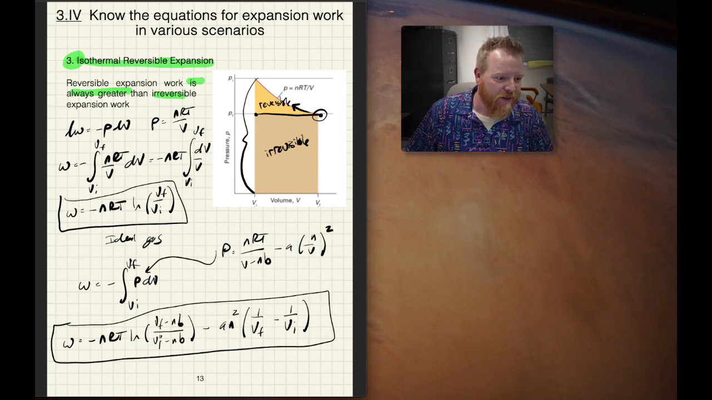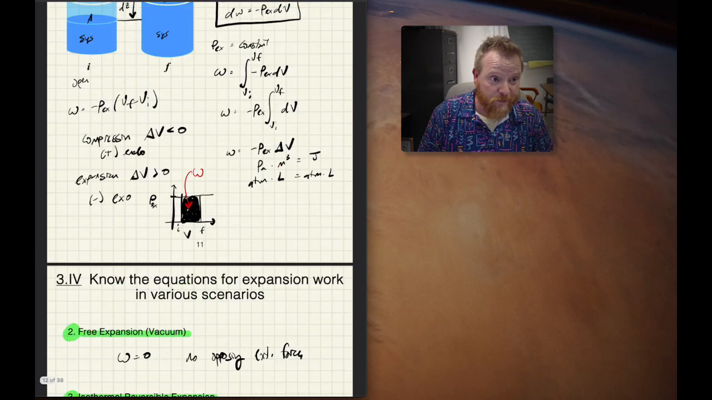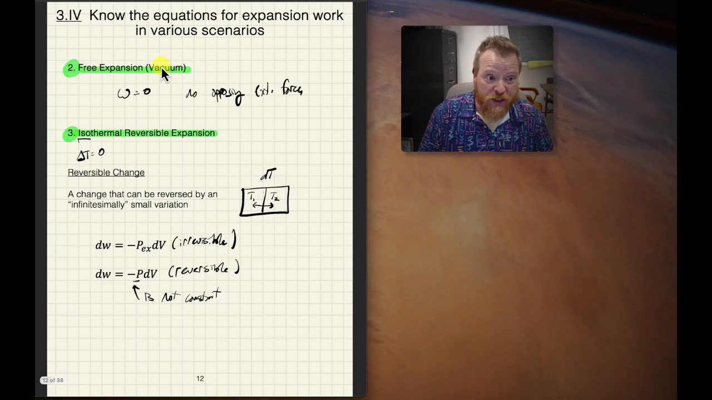Okay, I think, yes, that is it for expansion work in the 3 different scenarios. Okay, so let's just review those scenarios, right? Expansion against constant external pressure, free expansion, and isothermal reversible expansion.